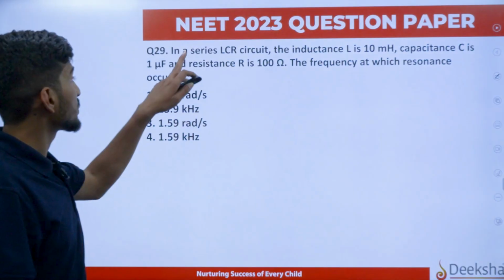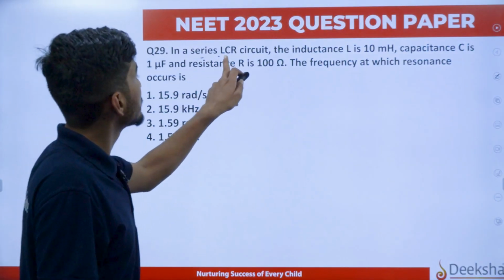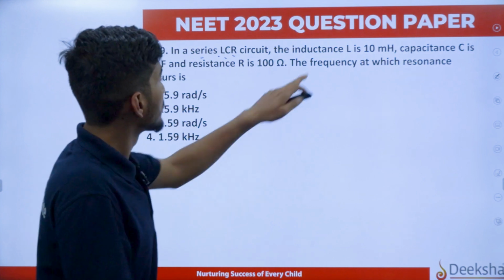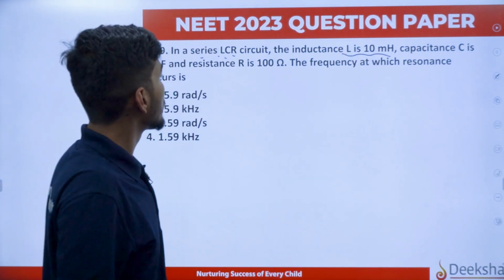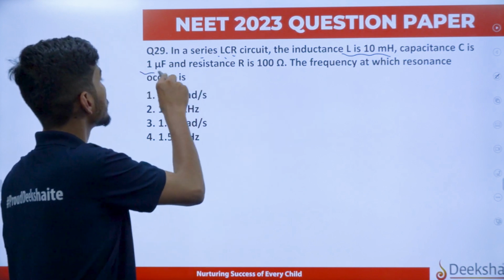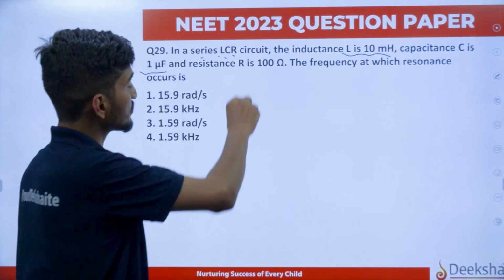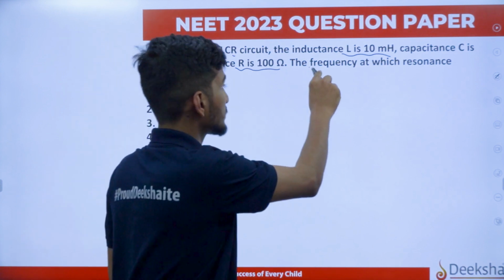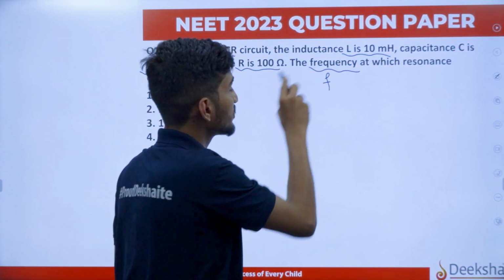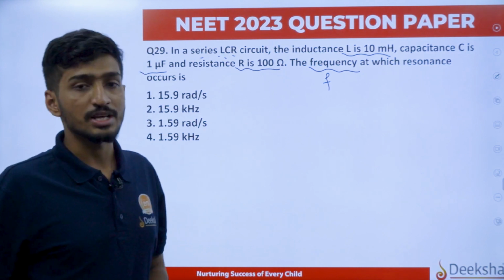Let's move on. So the next question, there is a series LCR circuit. L is given as 10 millihenry. Capacitance C is given as 1 microfarad. And resistance R is given as 100 ohm. They're asking you to find out frequency f where resonance is happening.